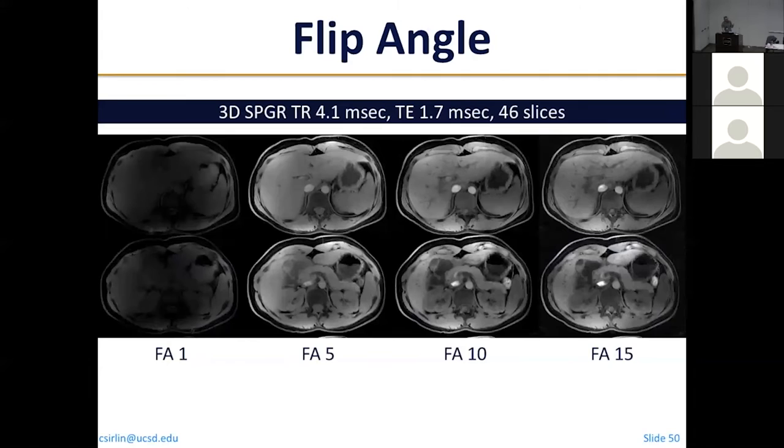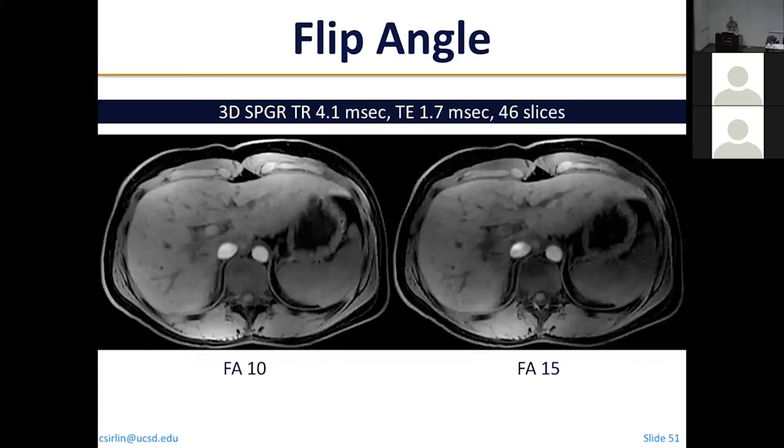Now, some of you think I'm going crazy because you look at these two images and it's hard to say that one of them has a higher signal to noise than the other. So now let me show you that. This is flip angle 10, this is flip angle 15, and I hope I can convince you that this has a higher signal to noise than that. If I can't convince you of that, then let me take a piece of that image and superimpose it. Can you appreciate that this liver is darker than this liver? So this has lower signal than this image.